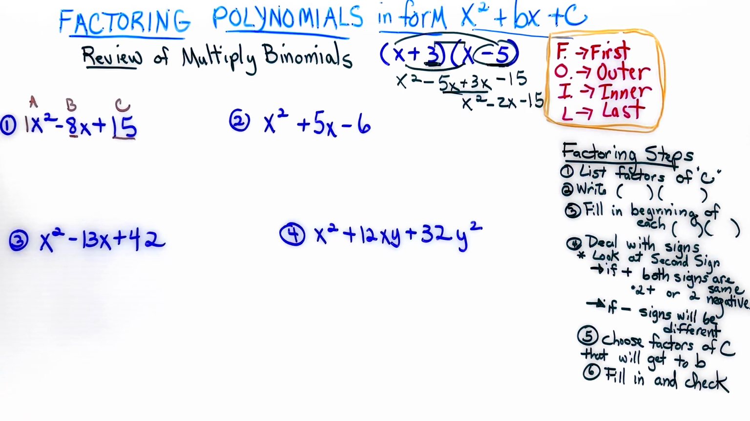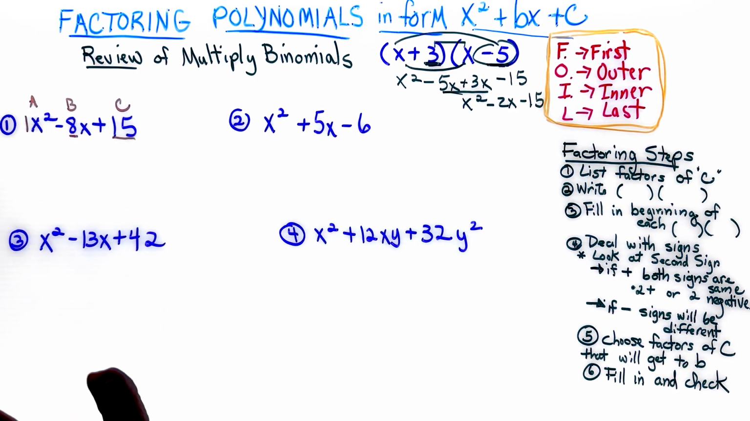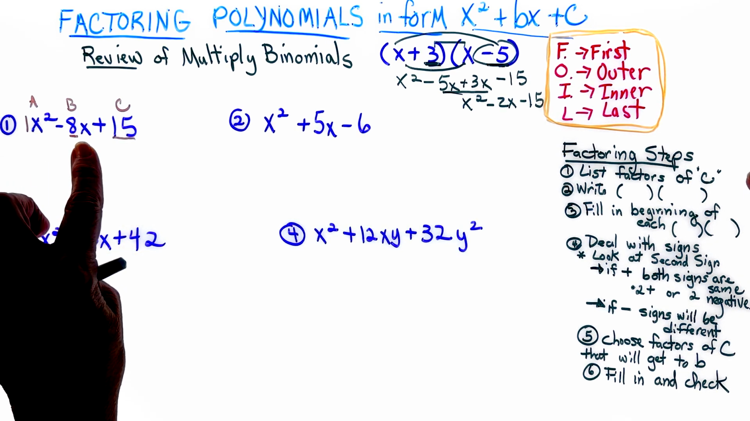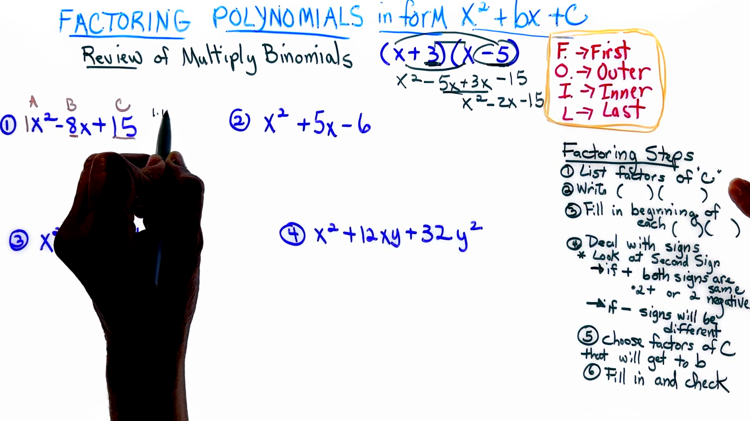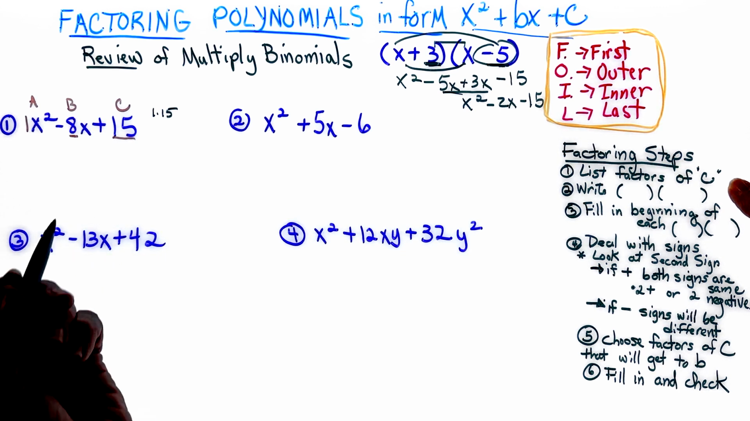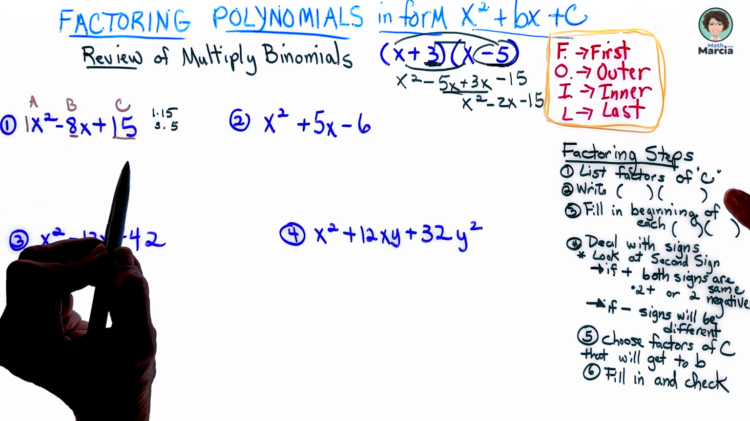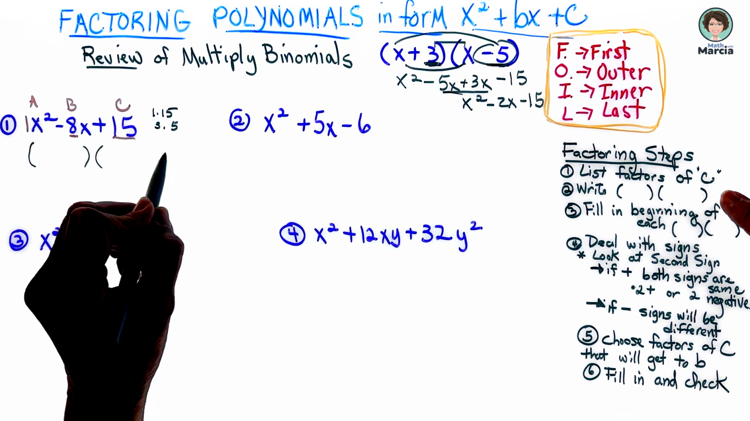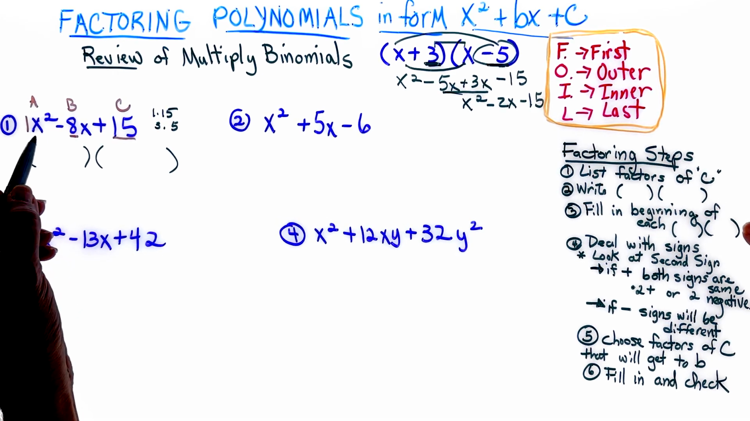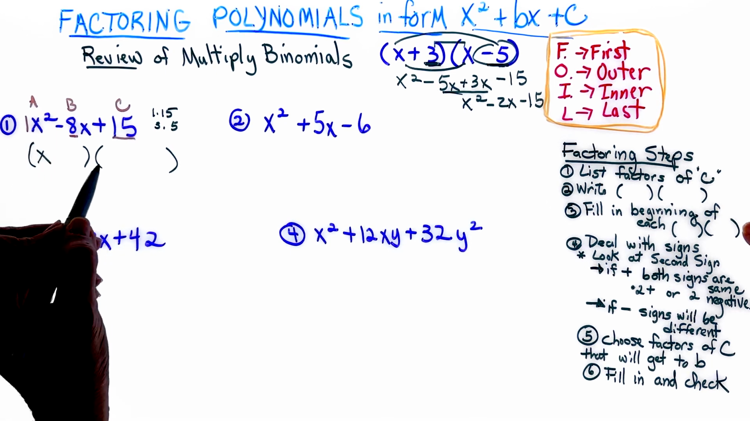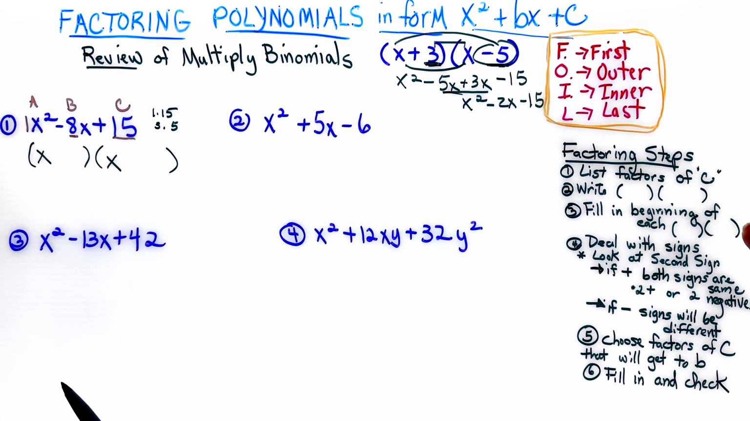So now when we start, our goal is going to be to have two binomials that equal this. We're going to list the factors of C. Well, I know 1 times 15 is a factor, 2 factors, and 3 times 5. So I'm going to write my little parentheses here, and we'll fill in the very beginning. Well, I see an x squared, so I know I have an x and an x there, because when I FOIL the first terms, that would be x squared.